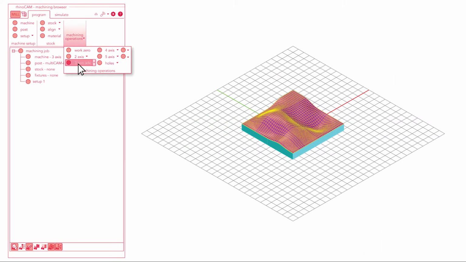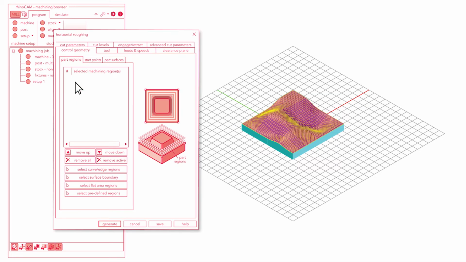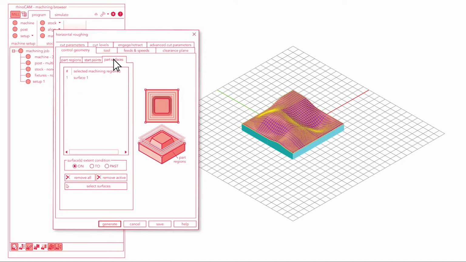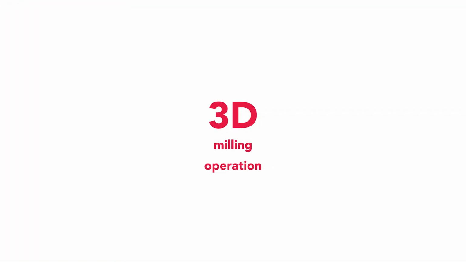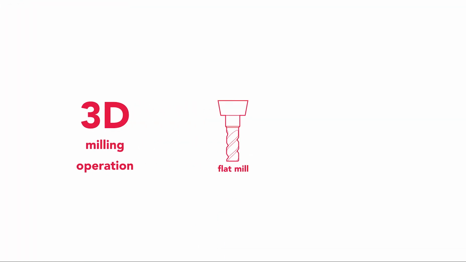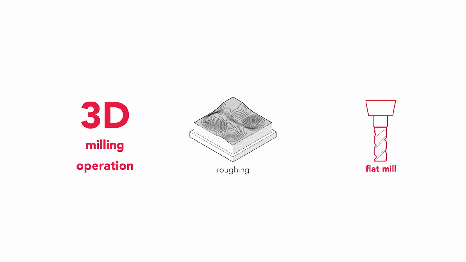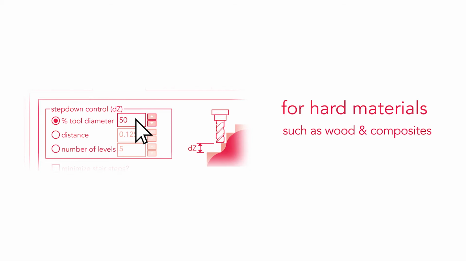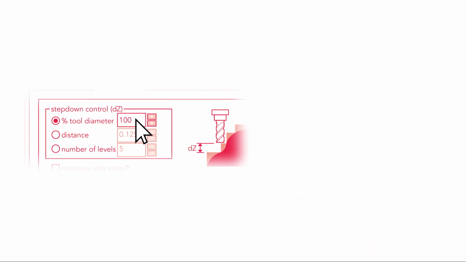Begin by choosing horizontal roughing as your first 3-axis pass under machining operations. Instead of appearing in your part regions list, your geometry selection will appear under part surfaces. In 3D milling, a flat mill toolbit is typically used for the roughing pass. Under cut levels, set the step-down control to 50% for hard materials such as wood and composites and 100% for soft materials such as foams.